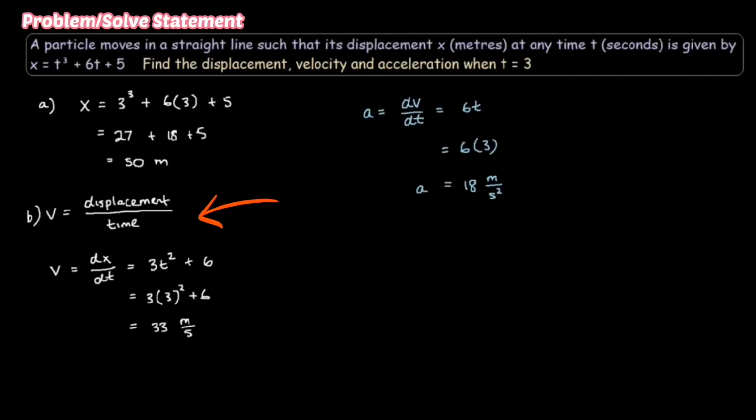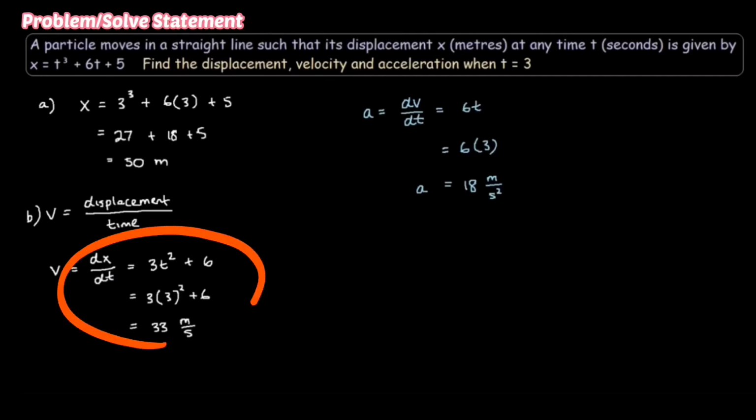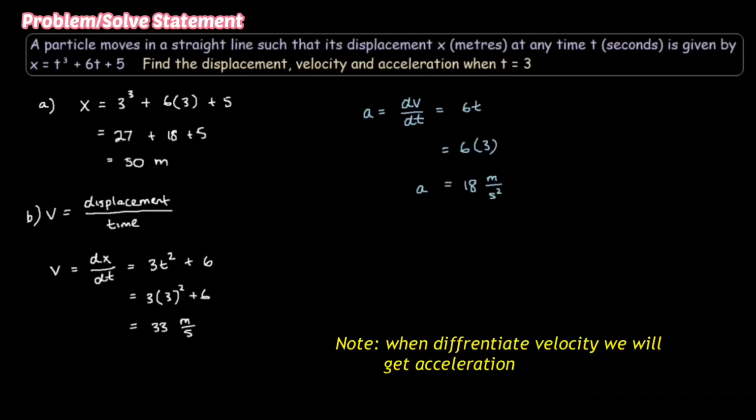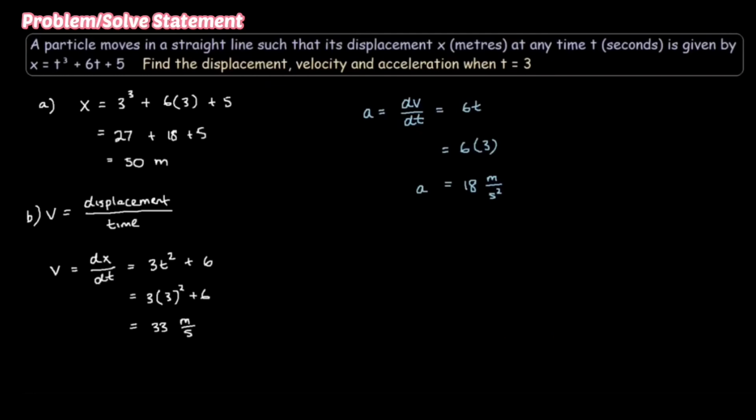Next, we find the velocity. Velocity equals displacement divided by time. We find the equation of velocity by using differentiation, and then we substitute the value of time with 3 and we will get the answer, which is 33 meters per second. To find the acceleration, we need to differentiate the velocity equation. This is because acceleration is the measurement of how fast velocity changes. So we use the equation from velocity. After we differentiate it, we replace the value of time with 3 and we will get the answer, which is 80 meters per second squared.